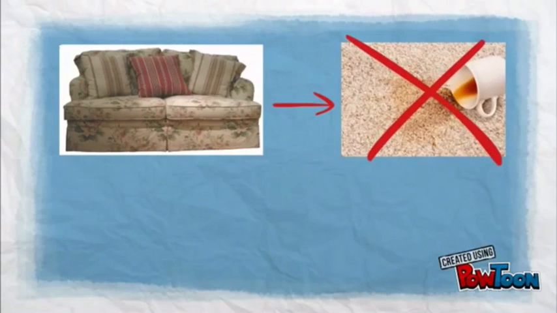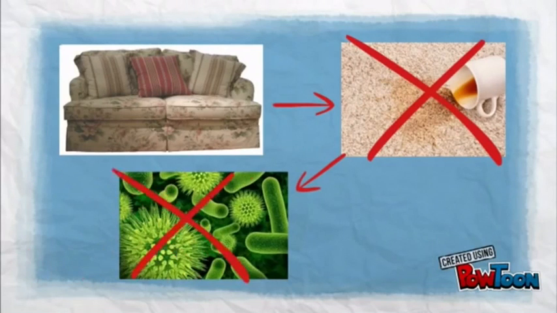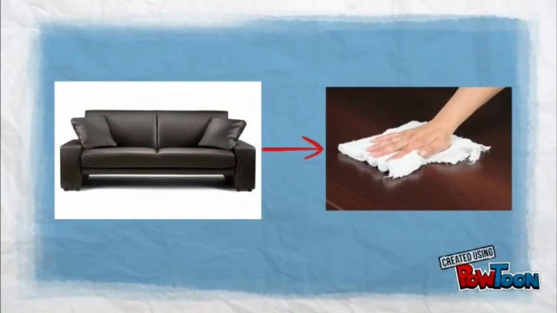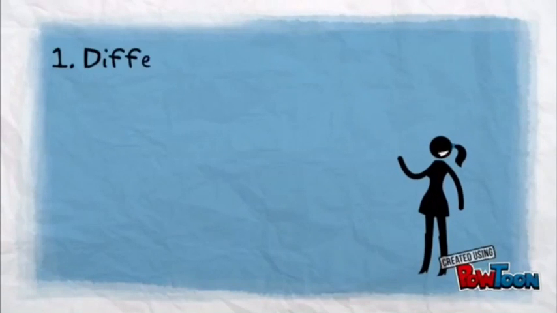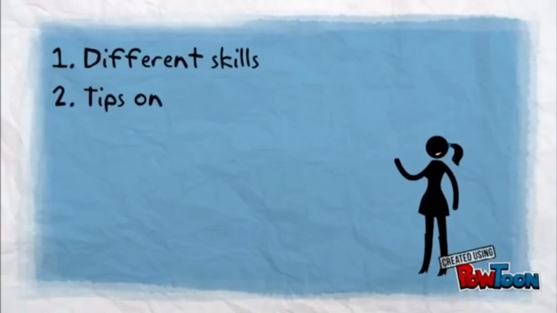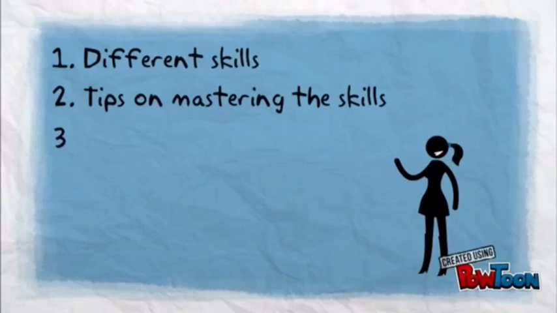For furniture that is made of cloth, we have to make sure that we do not spill any liquid on it, and we clean it frequently to remove the bacteria and dust on the cloth. For furniture that is made of leather, we have to make sure that we wipe the surface of the furniture to remove the bacteria. Overall, I have introduced different self-caring skills, tips to master them, as well as some facts behind them.